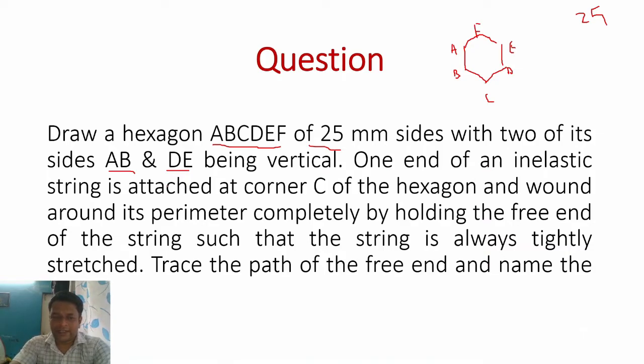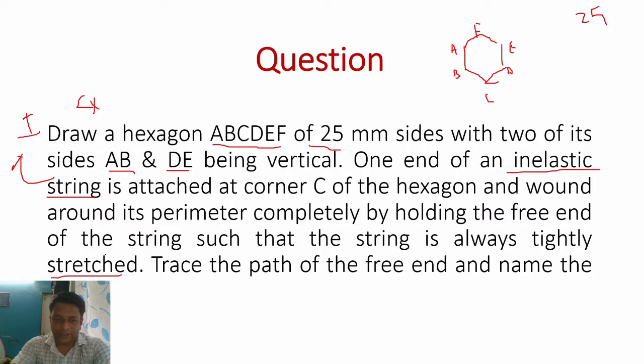One end of an inelastic string. So when they talk about an inelastic string, they clearly point towards the involute curve. It is not related to the cycloid. It is only related to the involute curve when they discuss a string at the corner C of the hexagon. So it is attached at C and wound around the perimeter completely, by holding the free end of the string such that the string is always tightly stretched.